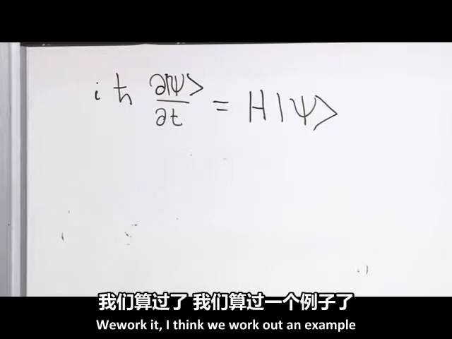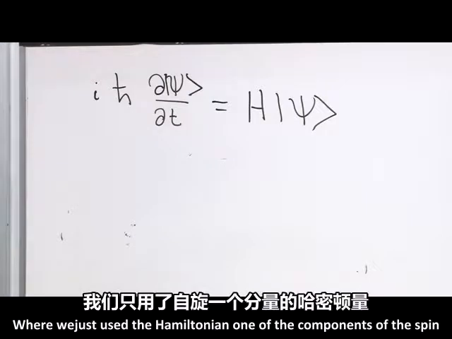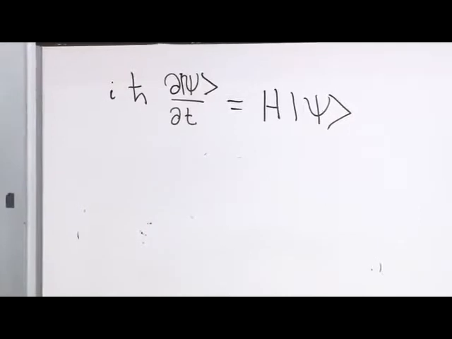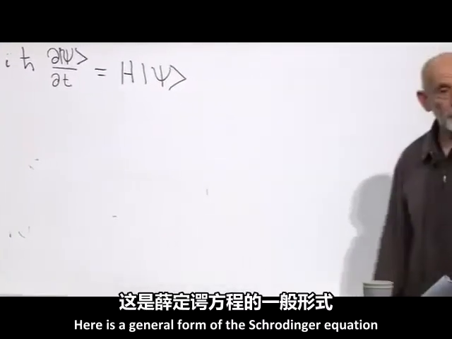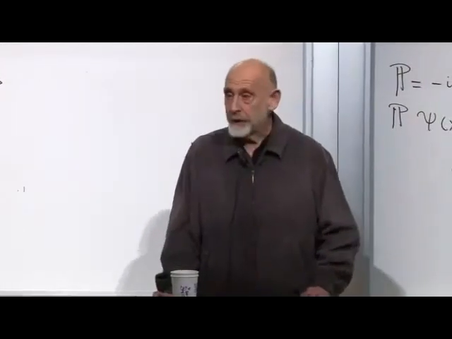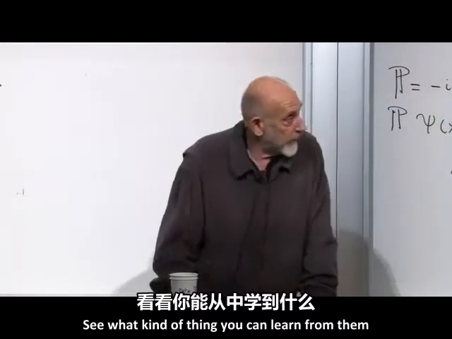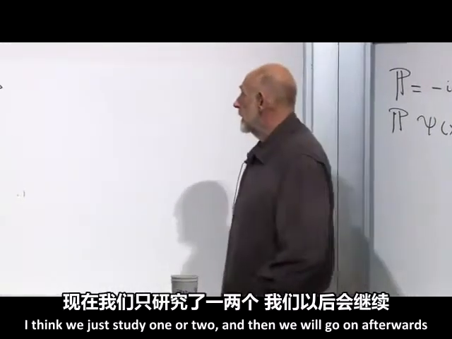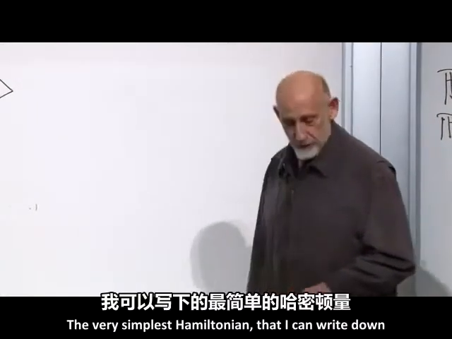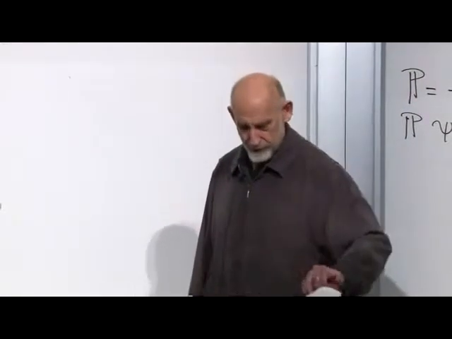I think we worked out an example for a spin precessing in a magnetic field, where we just used for the Hamiltonian one of the components of the spin. Here is the general form of the time-dependent Schrödinger equation. And let's try out some simple Hamiltonians, see what kind of things we learn from them. Tonight I think we'll just study one or two, and then we'll go on afterwards. The very simplest Hamiltonian that I can write down, which is quite illustrative, and nobody ever writes it down, but I'm going to write it down anyway.